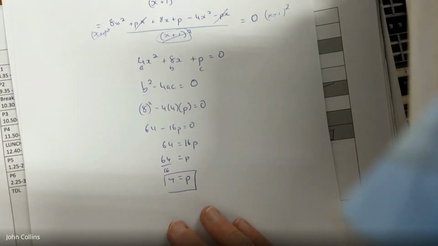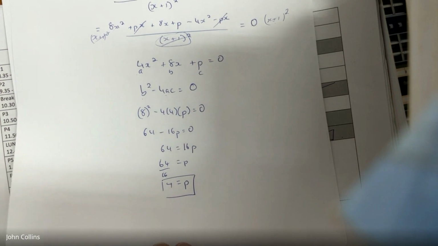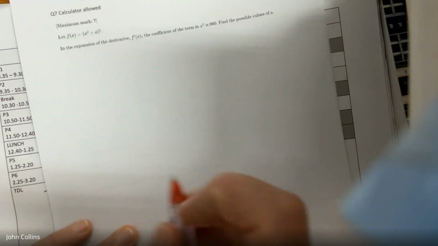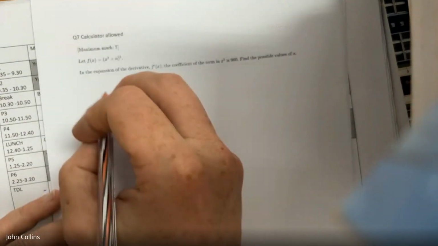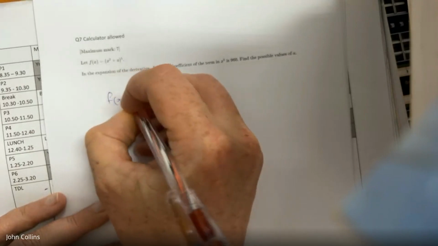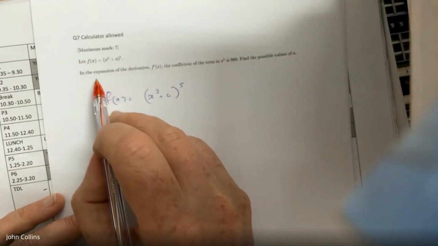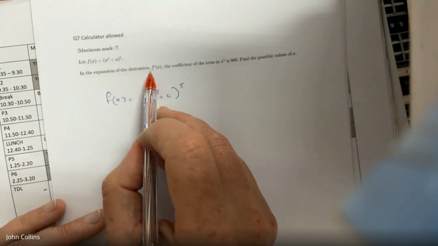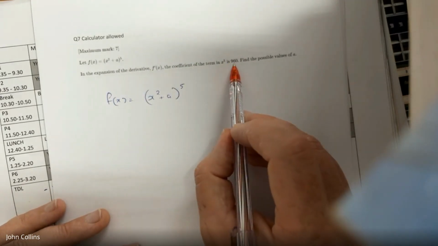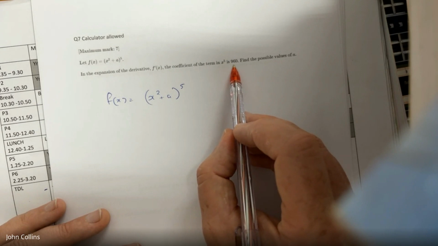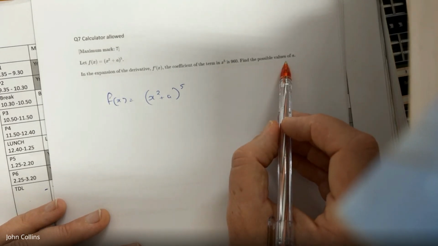Okay, and we're on to the last question, which was a binomial mixed in. Okay, so we have a binomial, just what you wanted to see. We have f(x) is equal to (x squared plus a) to the power of 5. In the expansion of the derivative, f', the coefficient of the x^5 term is 960. Find the possible values of a.